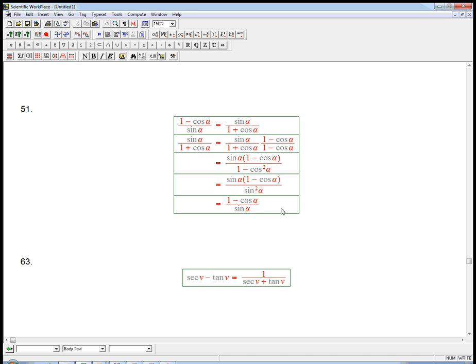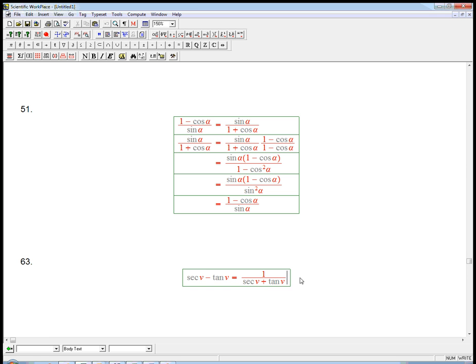So let's see. Can you say 1 minus cosine alpha? 1 minus cosine alpha. Over sine alpha. Over sine alpha. Excellent, excellent. Can you confirm that answer? Can you say 1 minus cosine alpha? 1 minus cosine alpha. Over sine alpha? Over sine alpha. Excellent. My assistants agree with me that we're done. Nicely done. Thanks, guys. You can go back to playing now.